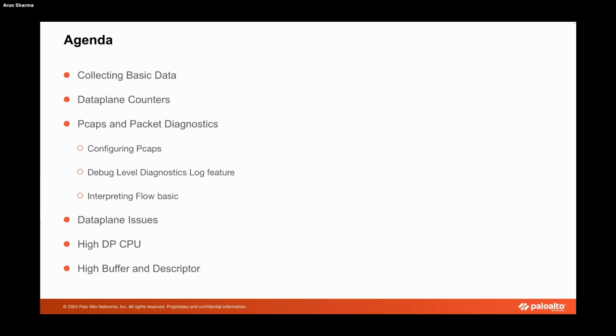We're also going to be covering data plane issues and how the data plane can impact any of the problems. We're going to talk about how high CPU affects the production environment and how the traffic is affected. We're also going to talk about high packet buffer and packet descriptor. So let's begin by looking at the logging and how we can leverage it to troubleshoot any problem we are facing on the Palo Alto firewalls.